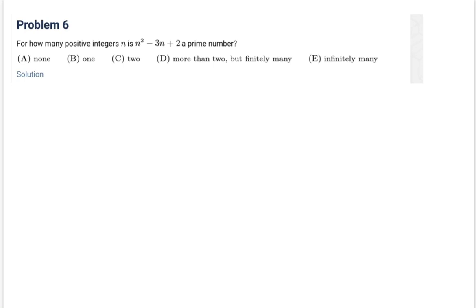And then problem number 6, for how many positive integers n is n squared minus 3n plus 2 a prime number? So n squared minus 3n plus 2. This would be n minus 2 times n minus 1. So n minus 1 times n minus 2 is a prime number.